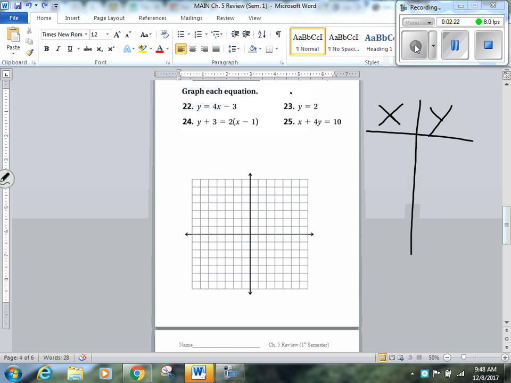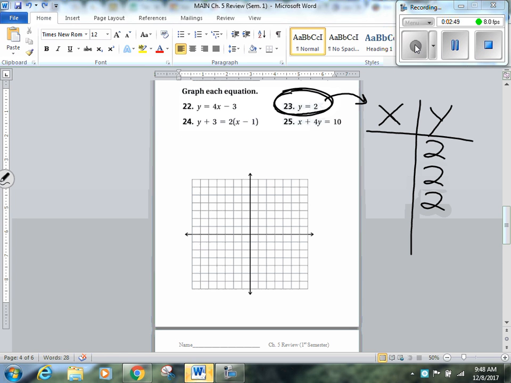Looking at question number 23. I already made my XY chart just in case you don't remember how y equals 2 looks on my graph. One way you can do it to double check, they're telling you y equals 2, so I'm going to put down 3 2's right away. Because they're telling me y equals 2.